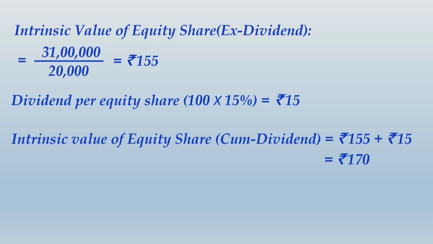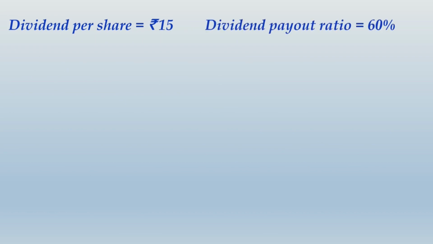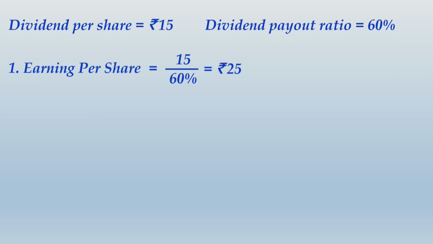Alright friends, you would have finished writing this as well. Let us move ahead and now determine the earnings per share, because dividend per share was given as rupees 15 and dividend payout ratio is given as 60%. So earnings per share will be 15 divided by 60%, and that will be rupees 25.